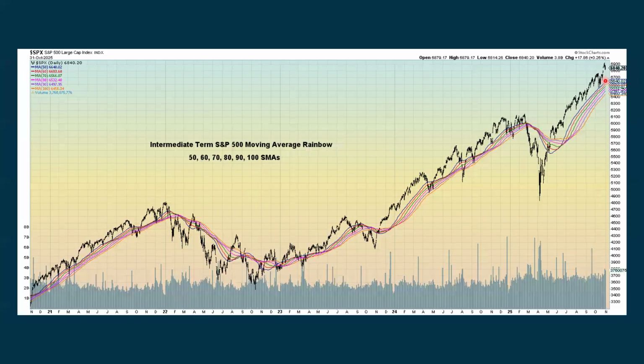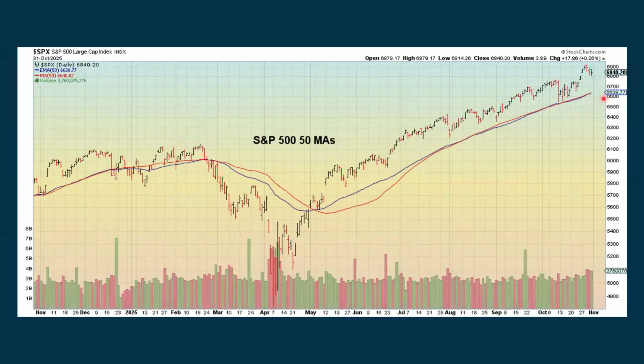Then intermediate term, we have another rainbow going from 50 periods up to 100. Intermediate term trend is still quite positive. And then we look at the 50-period moving averages. Now we're kind of far away.